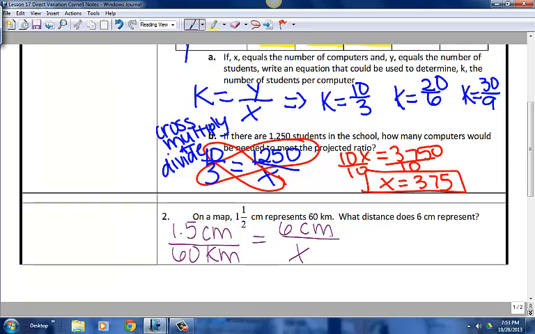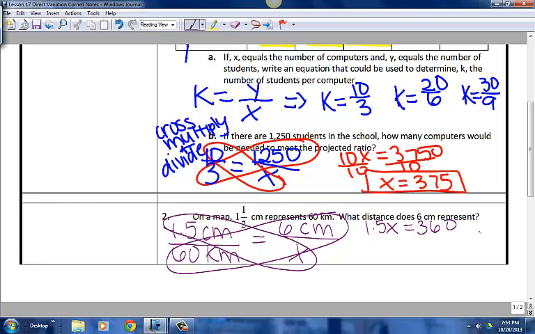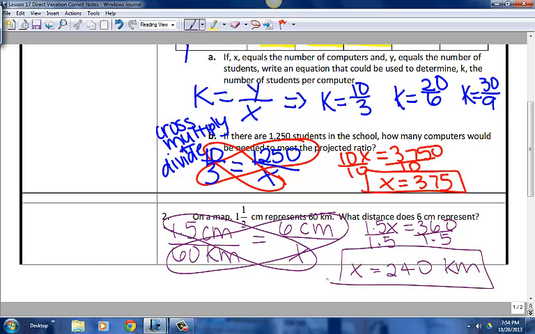Again, all I'm going to do is cross multiply and divide. So I'm going to do 1.5 times x and 6 times 60. So I get 1.5x equals 360. My next step is to divide by 1.5 because I'm looking for x. And I get x equals 240. So that means 6 centimeters represents 240 kilometers, and that would be my answer. So go ahead and write your questions and summary for this short little lesson.